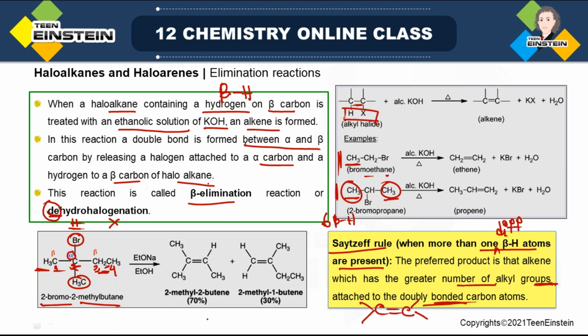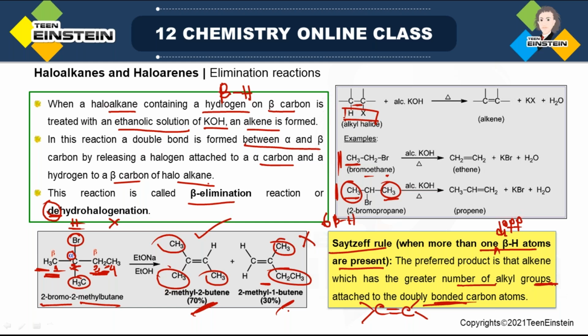Now see, 2 different types of product formation are possible. If hydrogen is removed from carbon 1, then you will get this second product, right? But if hydrogen is removed along with this Br from carbon 3, this one, then you will get this product. Now among these two, in the first case, 3 alkyl groups are attached to the doubly bonded carbons, but in the second case, 2 alkyl groups are attached. So that is why this will be the Saytzeff product, not this one, and this will be the major product, 70%, 30%.